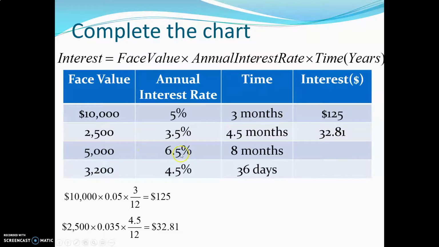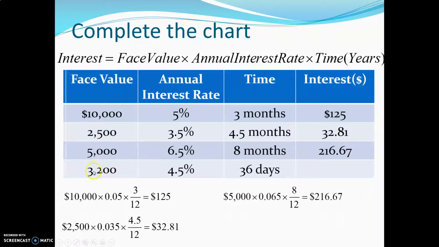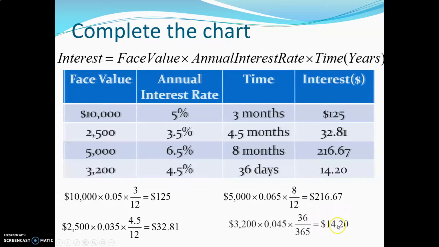$5,000 times 6.5% times 8 months divided by 12 will give us $216, and finally a face value of $3,200 at 4.5% will be, well, we're dividing by 365 days, and so we've got $14.20. Math is going to be in this course a lot, and this is what makes the grade 12 course a little bit more challenging than most, because we have to do those calculations before we can do the journal entries. We're going to be doing compound interest at some point, as well as partial payments, and how much we can attribute to each period.